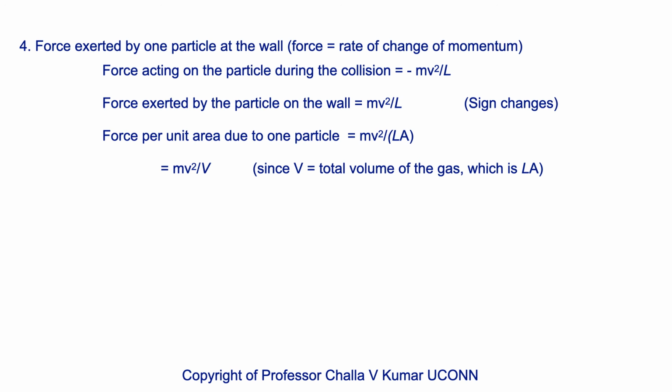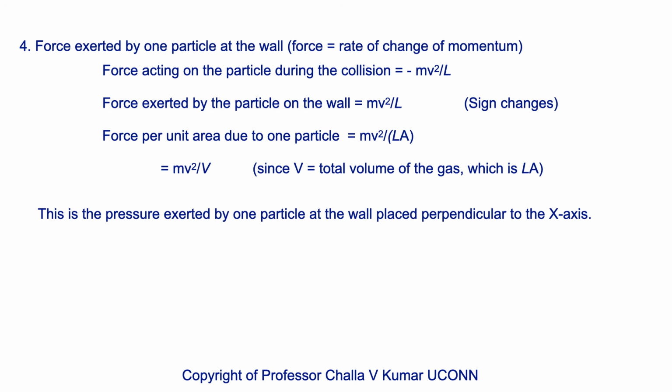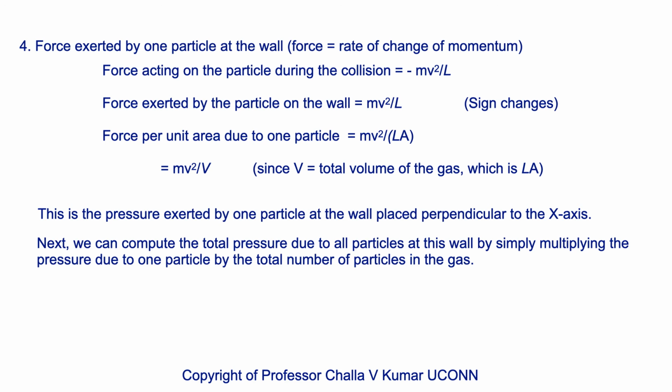Now we can simplify: the length of the box multiplied by the cross-sectional area is equal to the volume of the box. We assumed a rectangular box of cross-sectional area A. So L times A is now equal to V, capital V. That's the reason to replace LA with V. So now we have managed to calculate the pressure exerted by one particle. That's equal to m small v squared divided by capital V, the volume of the box.